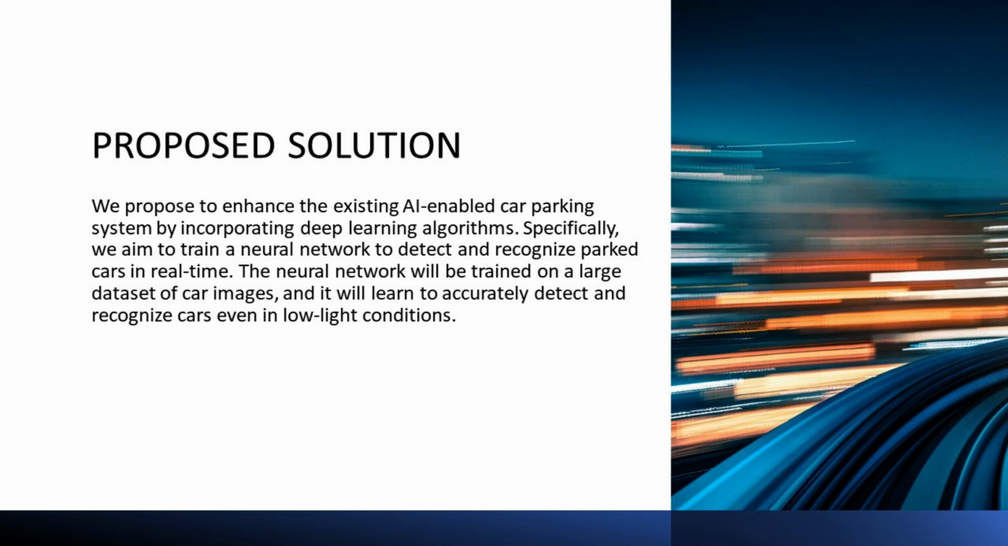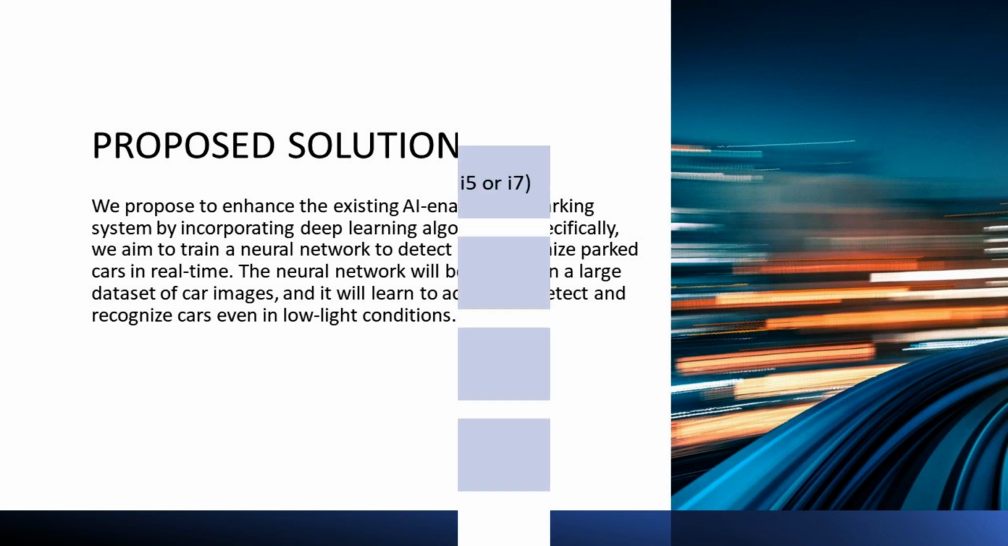The proposed solution we are giving is to improve the existing AI-enabled car parking system by incorporating deep learning algorithms. Specifically, we aim to train a neural network to detect and recognize cars in real time. We will train this neural network on a large data set of car images, and it will learn to accurately detect and recognize cars even in low light conditions.